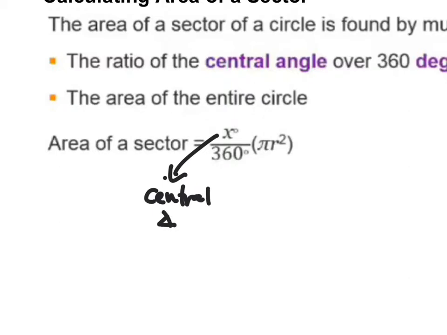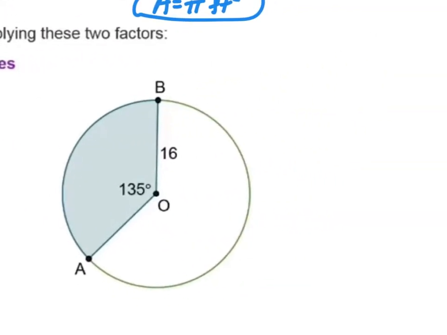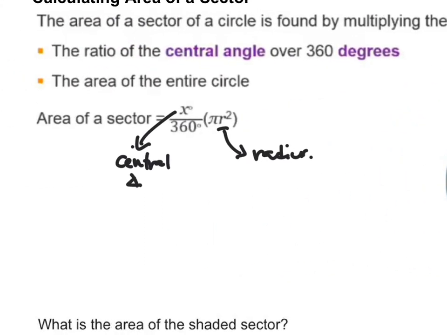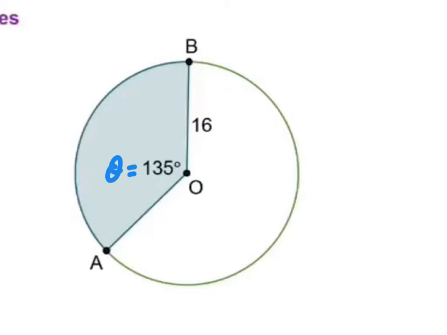Okay, central angle, and then r is your radius. So over here, let's do an example where we have a central angle theta equal to 135 degrees. They also use this formula up here with theta: you can also use theta degrees over 360 degrees times pi r squared. Same thing, it doesn't matter, just as long as you identify that this is your central angle. I'll typically use theta because x is commonly used with other variables. And my radius is 16.